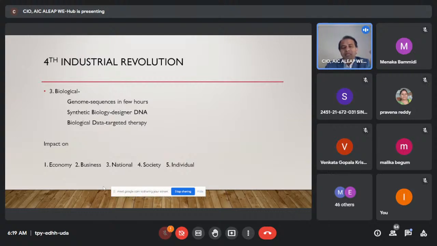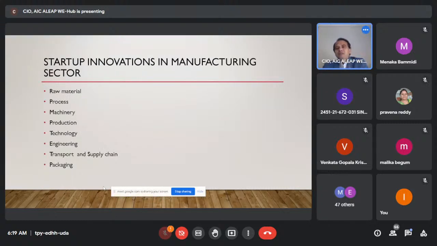So what would be the impact? I already told you that the economy, business, the nation will grow, society will grow, and the individual will grow with the innovations and whatever process you follow. So that's the impact. Some innovations are required to become a startup. As I told you in my first slide itself, why should we follow the process of innovation, and what is the purpose of innovation? It is nothing but to commercialize your product.